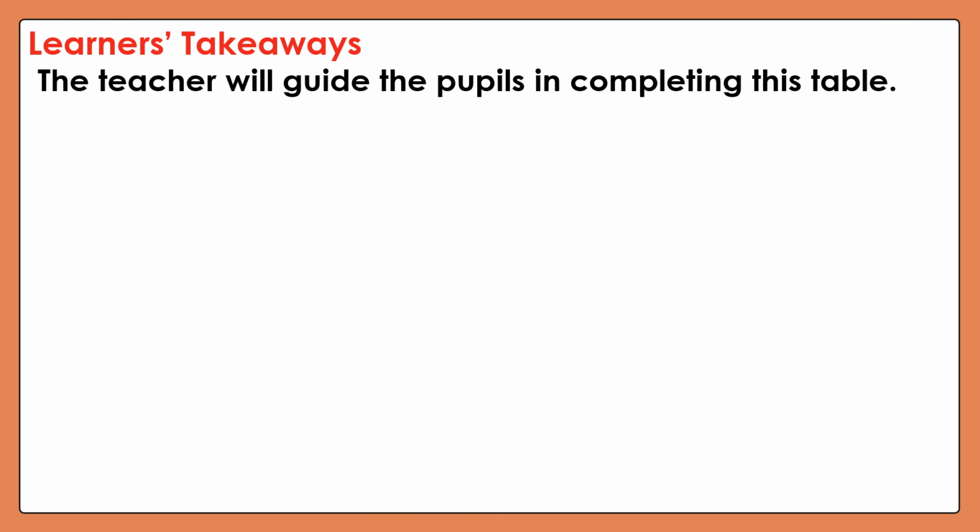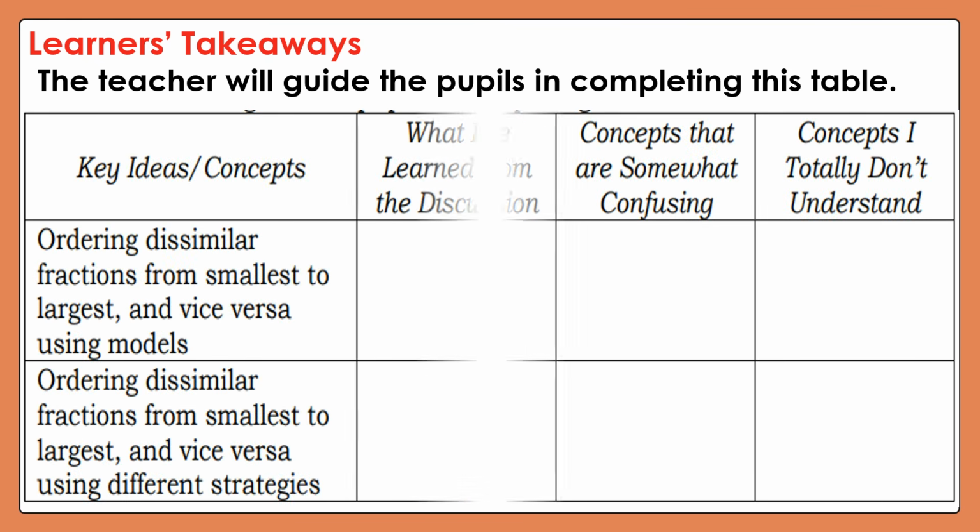Learners' takeaways. The teacher will guide the pupils in completing this table. Key ideas or concepts: ordering the similar fractions from the smallest to largest and vice versa using models. Next, ordering the similar fractions from smallest to largest and vice versa using different strategies. Write what I've learned from the discussion, concepts that are somewhat confusing, and concepts I totally don't understand.